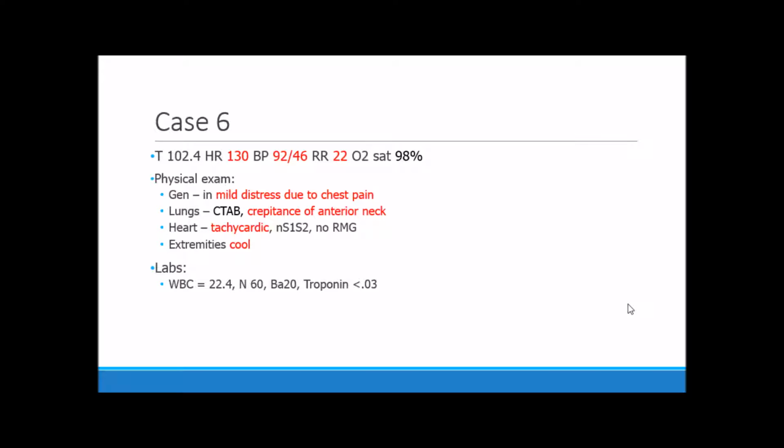We have temperature greater than 100.4 or less than 96.8. We have heart rate greater than 90. We have respiratory rate greater than 20 or PaCO2 less than 32. The only SIRS criterion that we don't see here until we get to the bottom is white blood cell count over 12, less than 4, or bands greater than 10%.